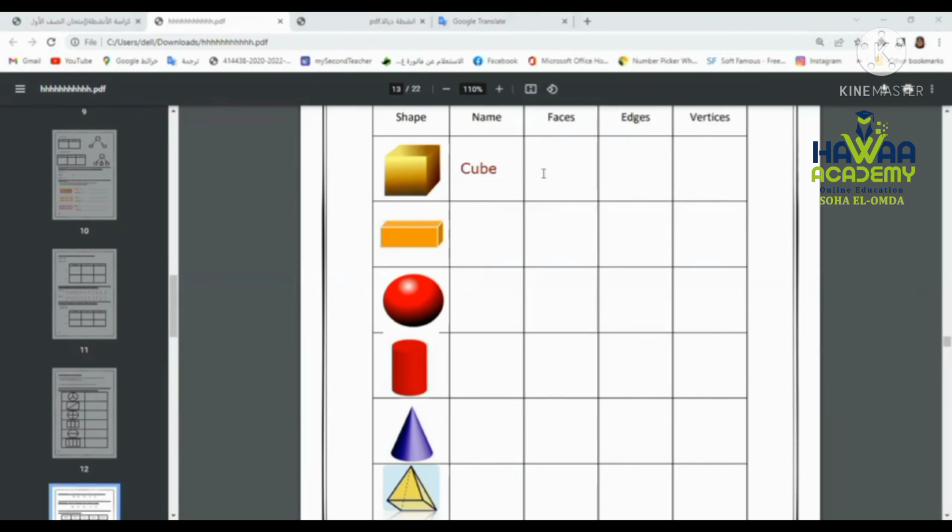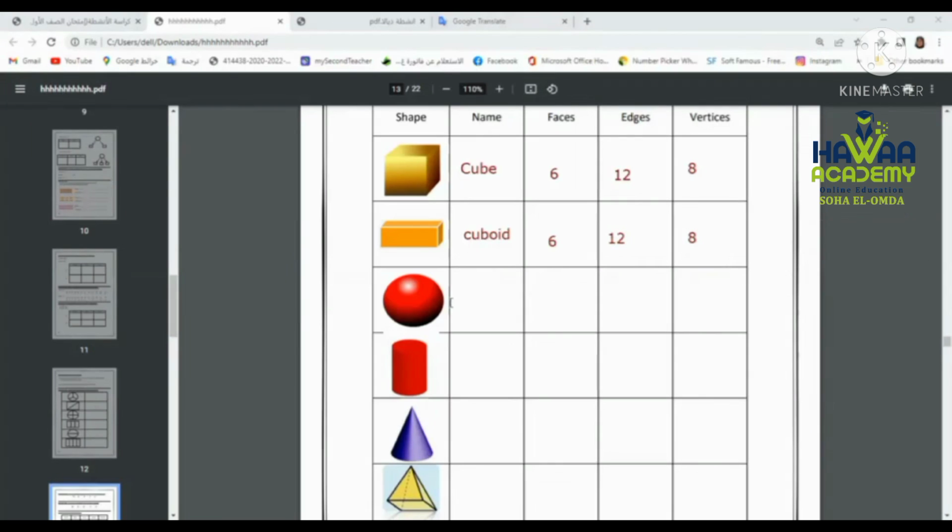It has how many faces? We have to count. Yes, we have 1, 2, 3, 4, 5, and 6. Great. The edges, it's double of the faces. So here is 12. How many vertices do we have? We have 8 vertices. And now his brother is the cuboid. So here is the cuboid. It has how many faces? It's totally the same as the cube, of course. So here, it has 6 faces, 12 edges, and 8 vertices.